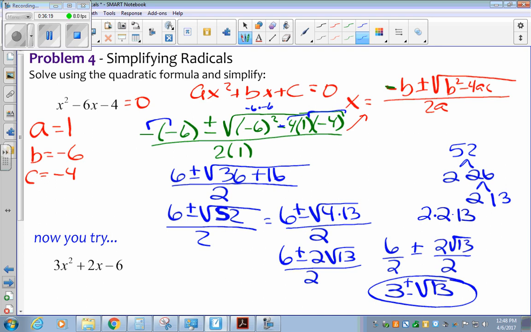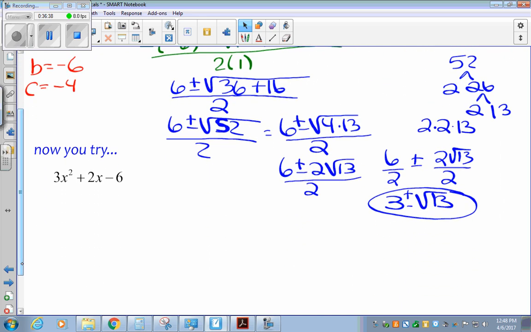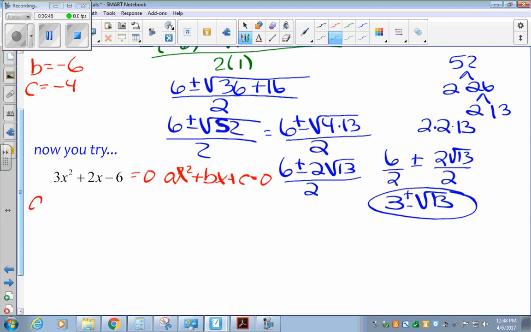Is there an easier way to do it? Once you get good, you can skip steps, but at this stage of our learning, we have to do it. It's just simple multiplication and division. All right, so you guys, we're going to do that same process. Identify the a, the b, and the c. Put it into the quadratic formula. And then simplify it down.